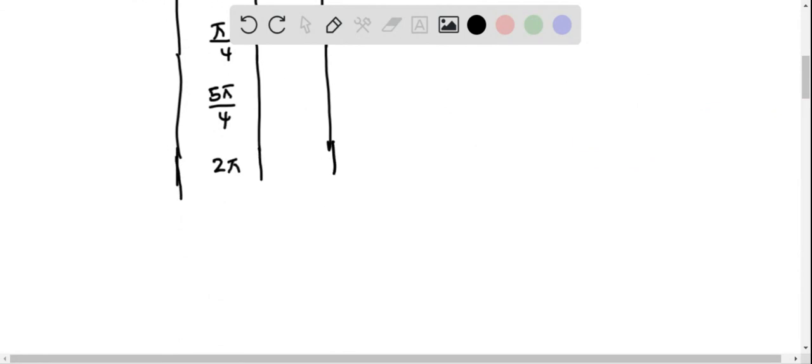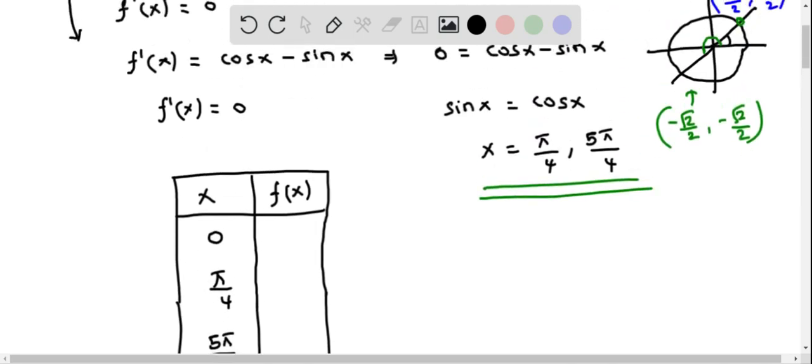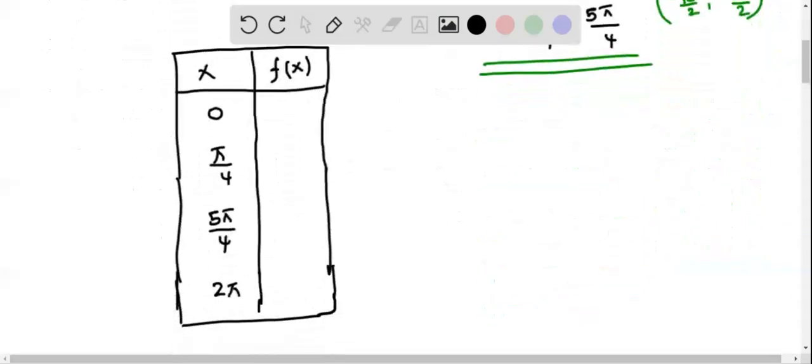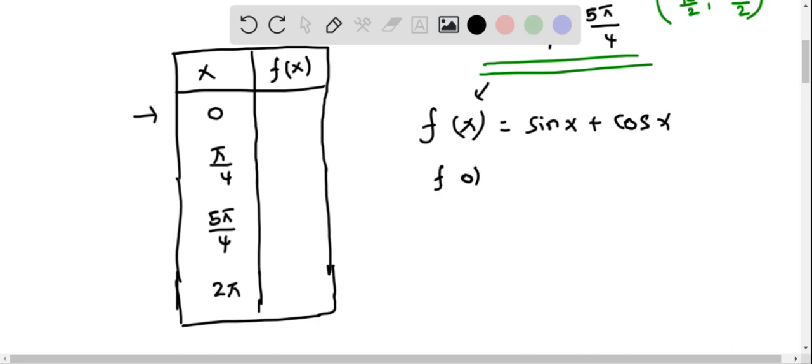We have to calculate the corresponding values of this table by substituting into the function. We have been given the function f of x equals sin x plus cos x. This is our original function. Now we take this endpoint and plug it into the function. So f of 0 equals sin 0 plus cos 0. Sin 0 is 0 and cos 0 is 1. So 0 plus 1 is 1. So the value of this function is 1.